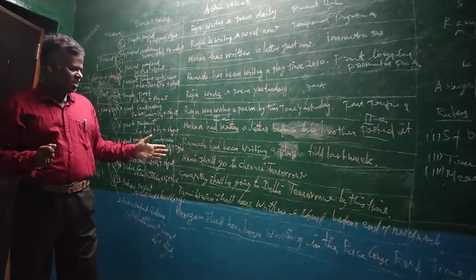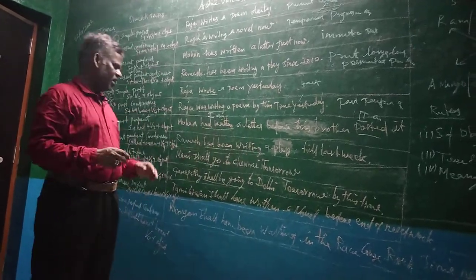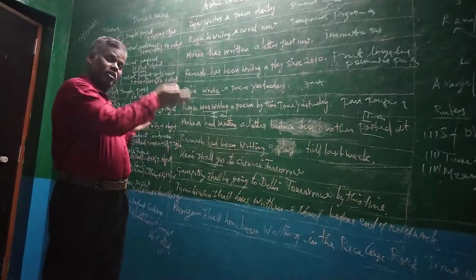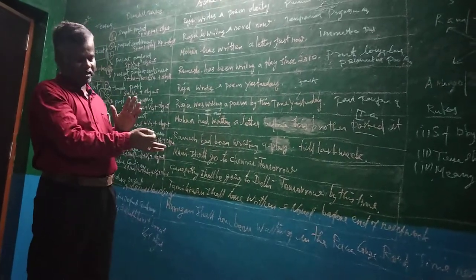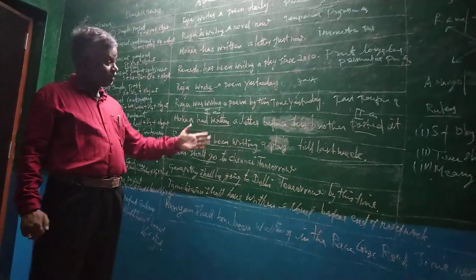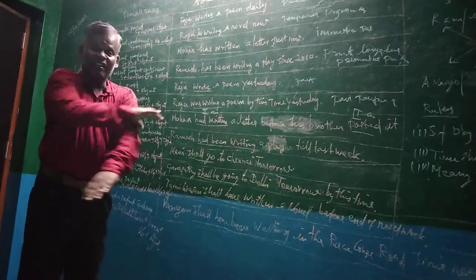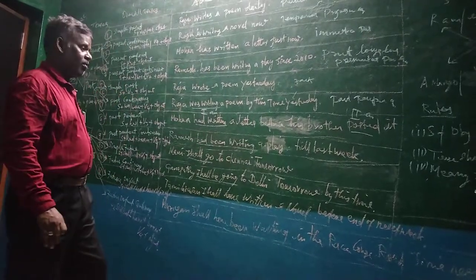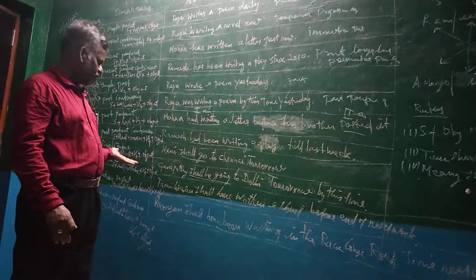And Ramesh had been writing a play till last week. Some action started sometime in the past, was progressing in the past, and was completed in the past. That is why it is called past perfect continuous: Ramesh had been writing a play till last week. But when he started writing the play, we do not know. In the past, everything is completed.